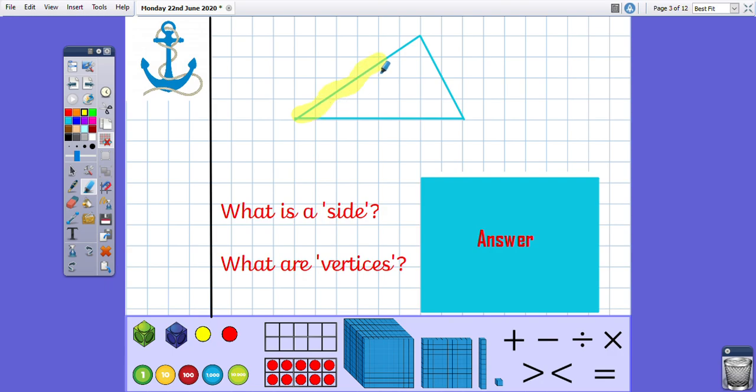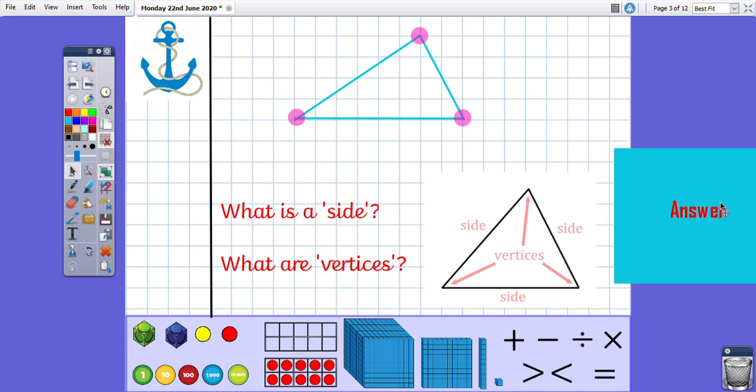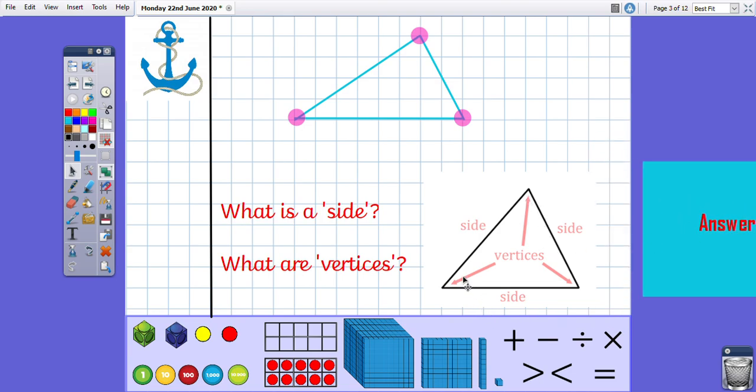So this is a side, this is a side, and this is a side. They're the lines that connect to make the shape. And then vertices are the points or the corners, but they are called vertices where the sides meet. So here, here and here are your vertices. So this little picture shows us that. So here are the sides and the vertices are the points at which the sides meet.